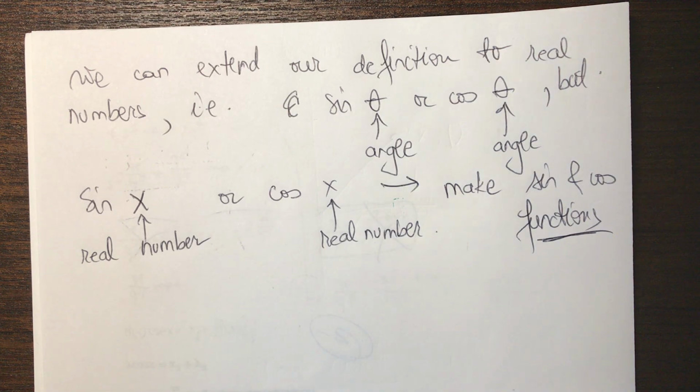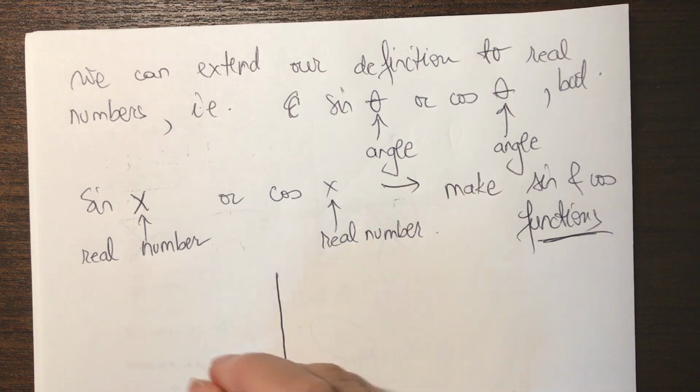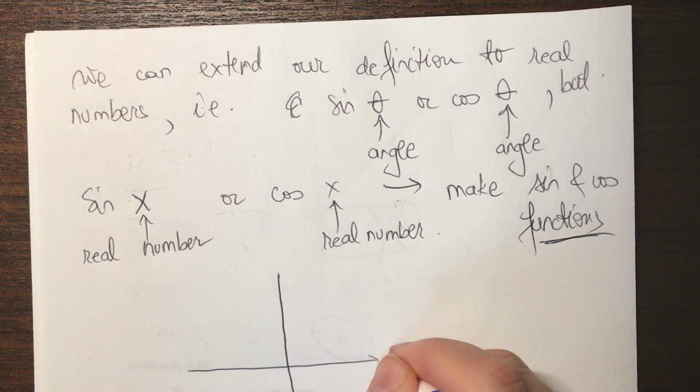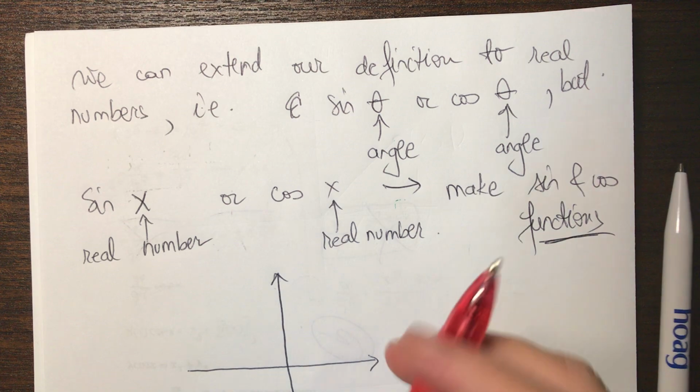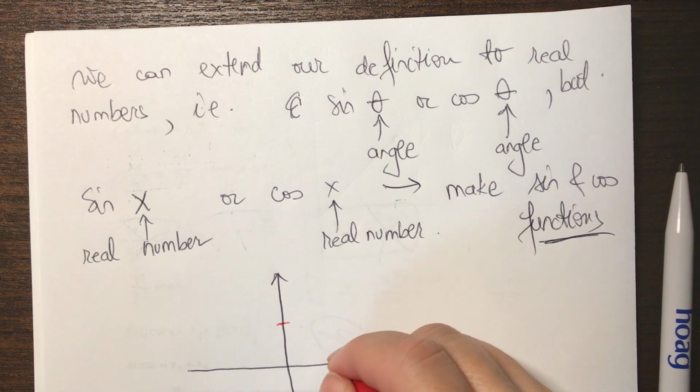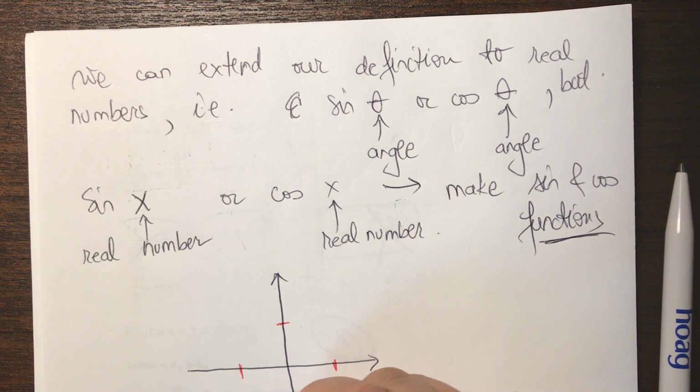Okay? So, how are we going to do that? Well, it's pretty simple. Remember how we didn't even put units on the radian measure? Well, that's it right there. So I'm picking my unit circle right here.